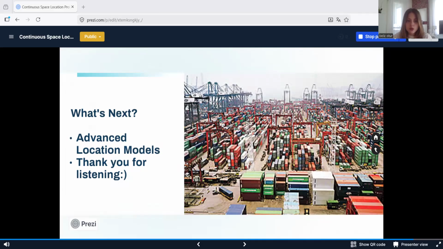In our next video, we will look at the advanced location model, what happens when we need to place many buildings at the same time, and a good route between all of them.